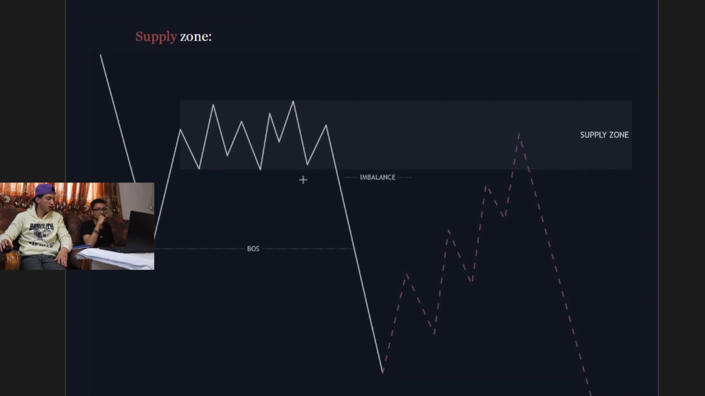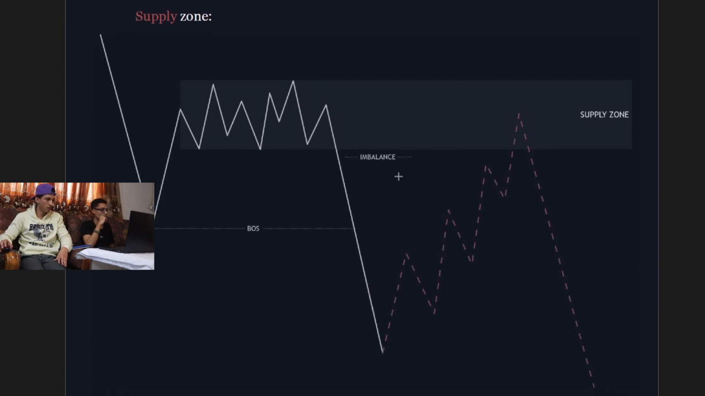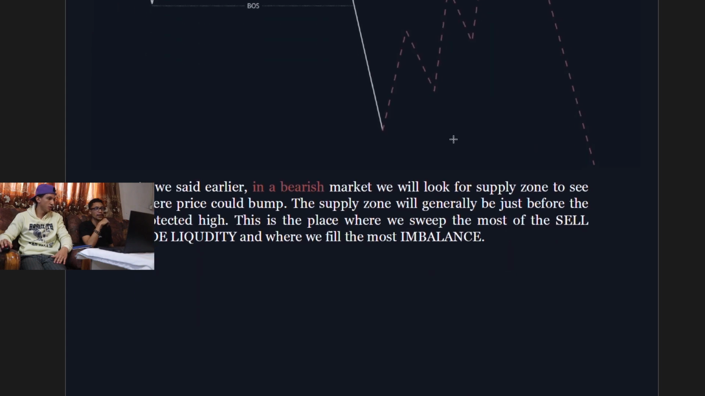Supply zone is basically just what we said on top, the opposite of the demand zone, which is on a downtrend. So the supply zone is on a bearish market. It's basically the exact same. How to identify: you have your break of structure, you have your imbalance, and you have your liquidity or build up to liquidity, which is right here, which will identify a supply zone, which is this right here. I'm assuming, as we said earlier.